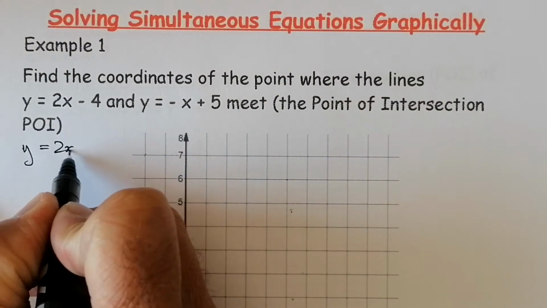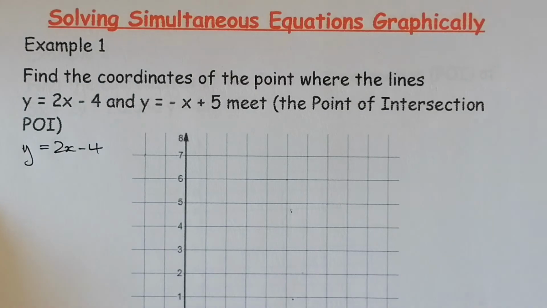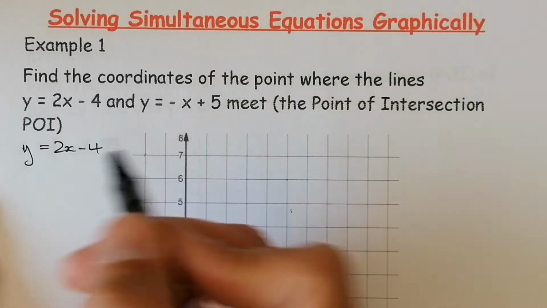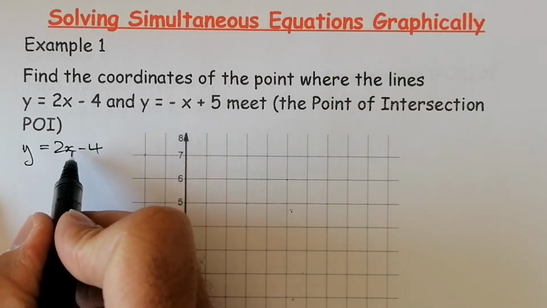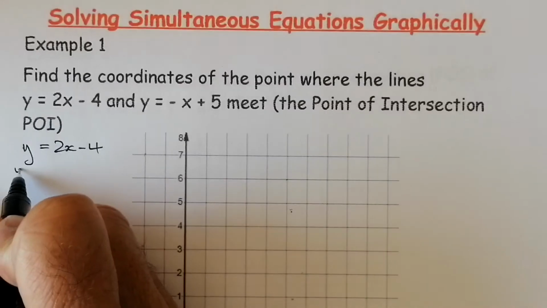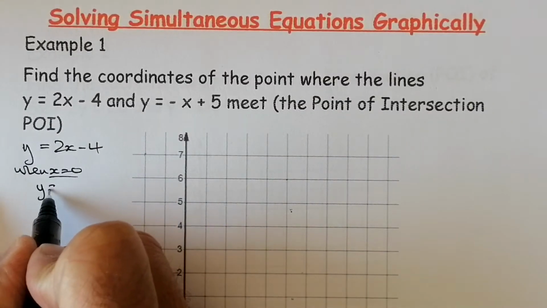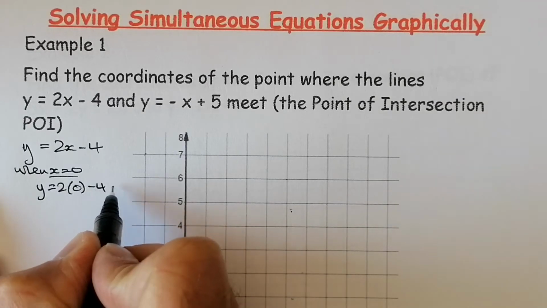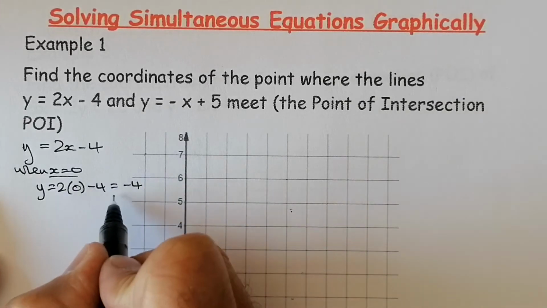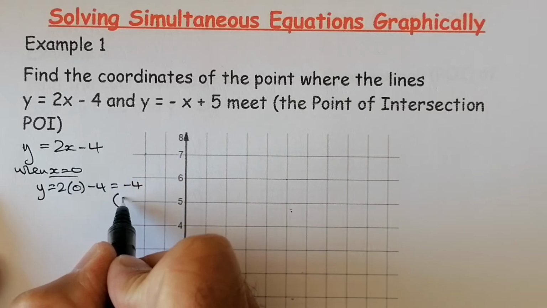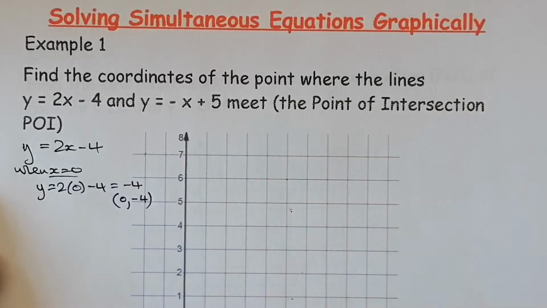The first line I've got is y is equal to 2x minus 4. I'm going to draw that line, okay? So I'm going to say when x equals 0, why don't we go with that? When x equals 0, y equals 2 times 0 minus 4, so that gives me a minus 4. So that first coordinate I've got is x is 0 and y is minus 4.